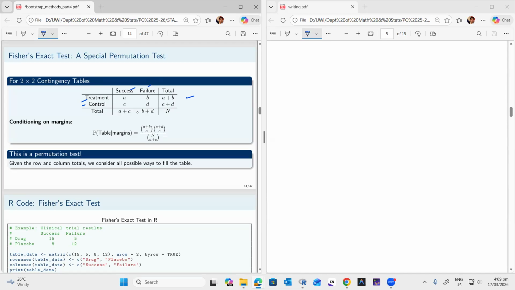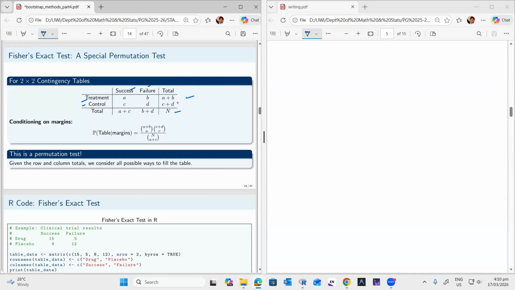The number of successes in the treatment is A, the number of failures in the treatment is B, the number of successes in control is C, and the number of failures in control is D. So the row total for the treatment is A plus B and C plus D for the control, and the total is capital N. For both groups, treatment and control, the success total is A plus C and the failure total is B plus D. The row totals are fixed by the design and the column totals are observed.